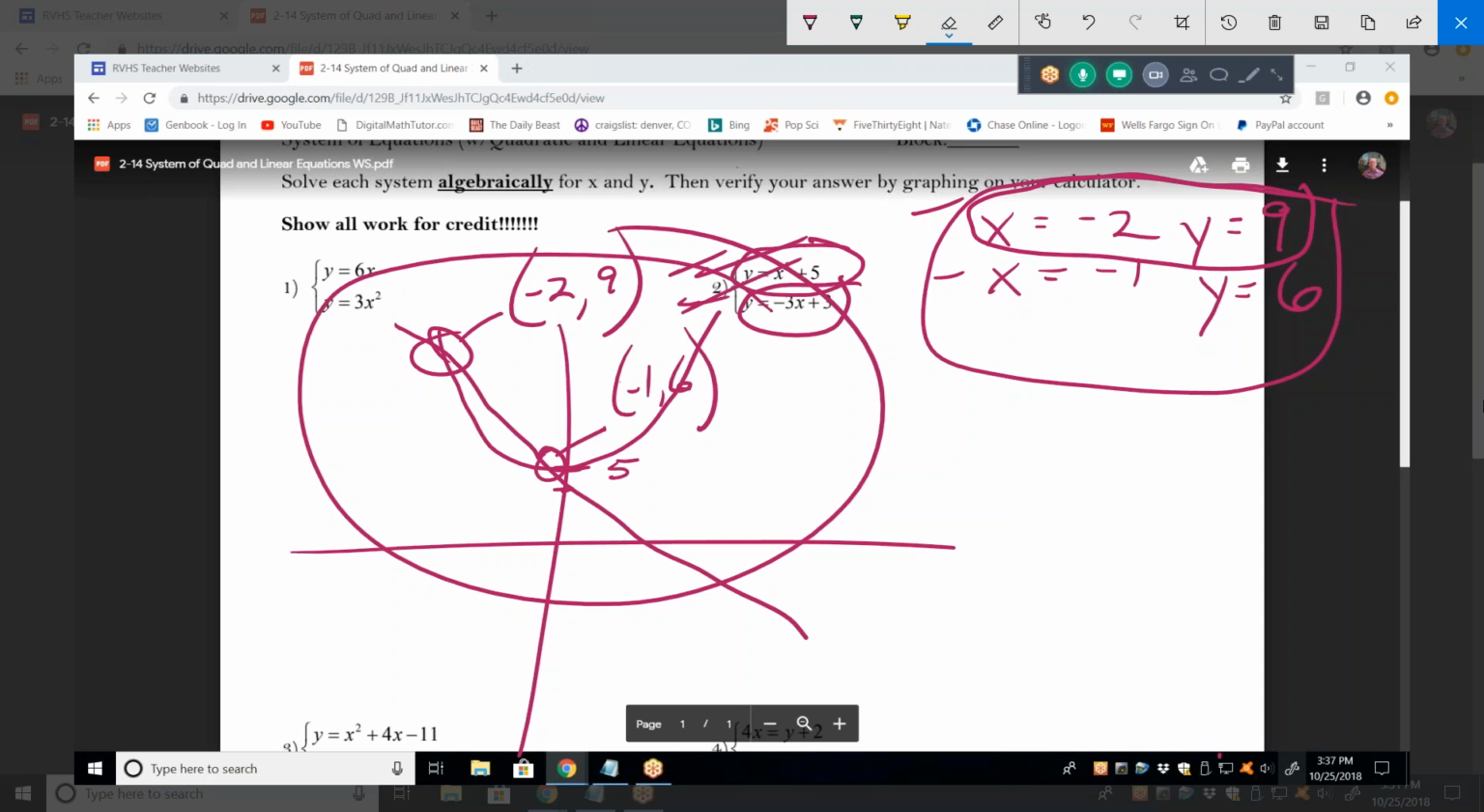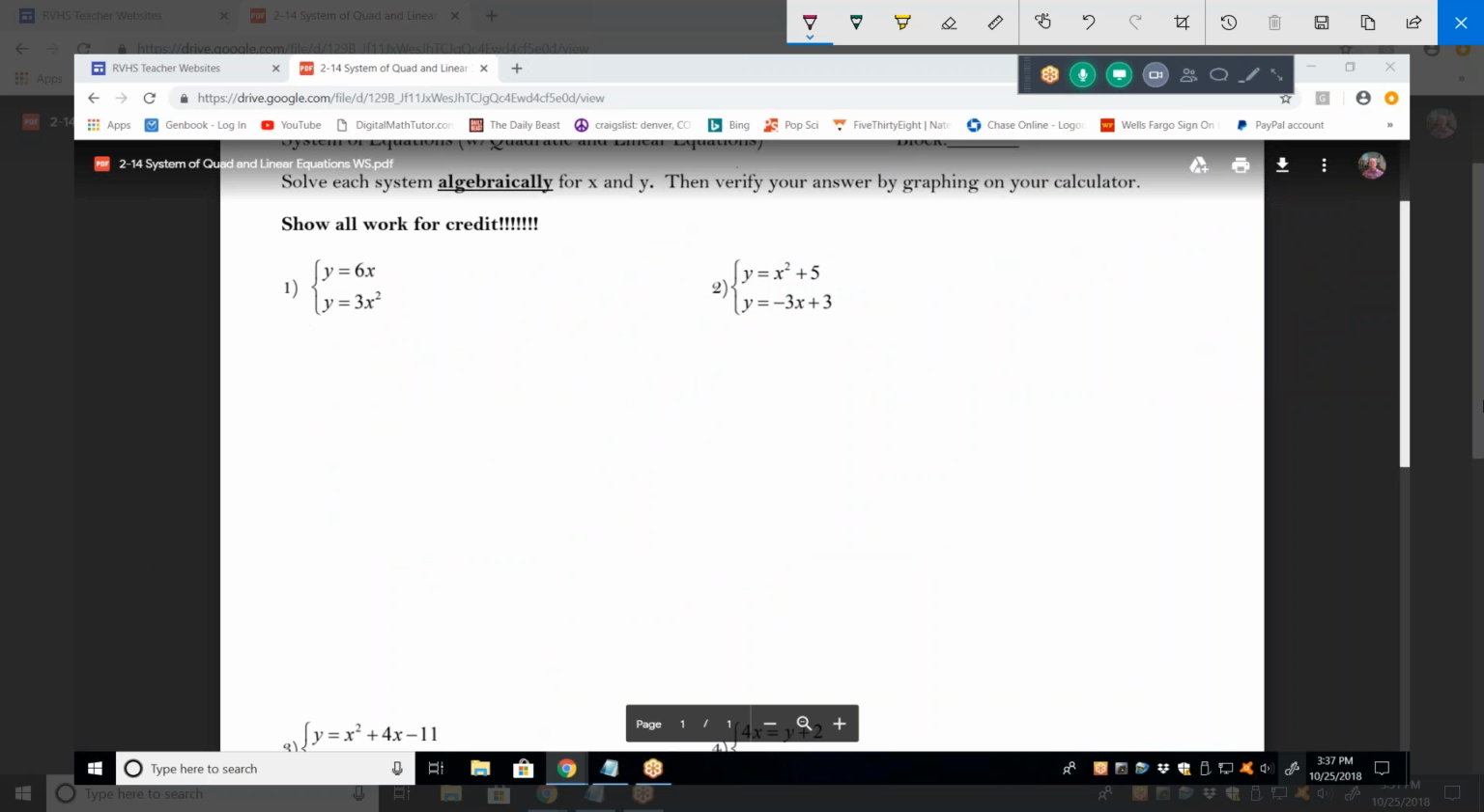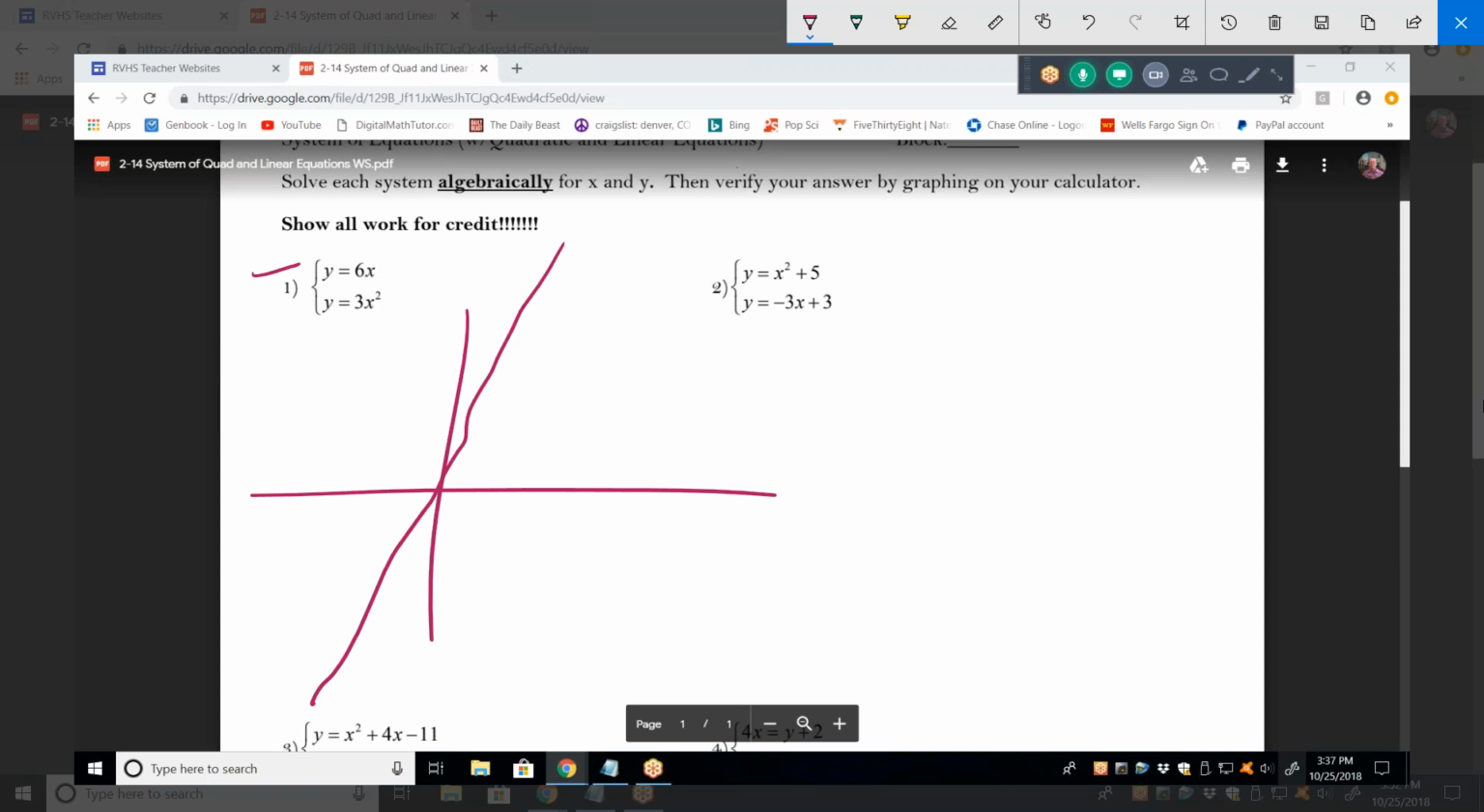Now, let's go back to the first one. You really need your graphing calculator to do these, but let's look at the first one. If I graph that, it's a straight line with a slope of 6 that goes through the origin. If I graph this, that's a parabola. It's a narrow parabola that also goes through the origin.